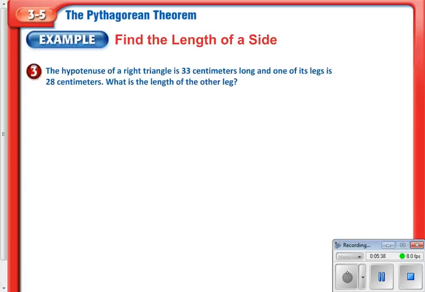Example 3 here, they give you a scenario where you basically have to plug in the correct information into your equation. Again, I always start off with a squared plus b squared equals c squared. So I'm going to have you go ahead and pause the video here and work through it, and then we'll check back in and see how you did. So go ahead and give her a pause.